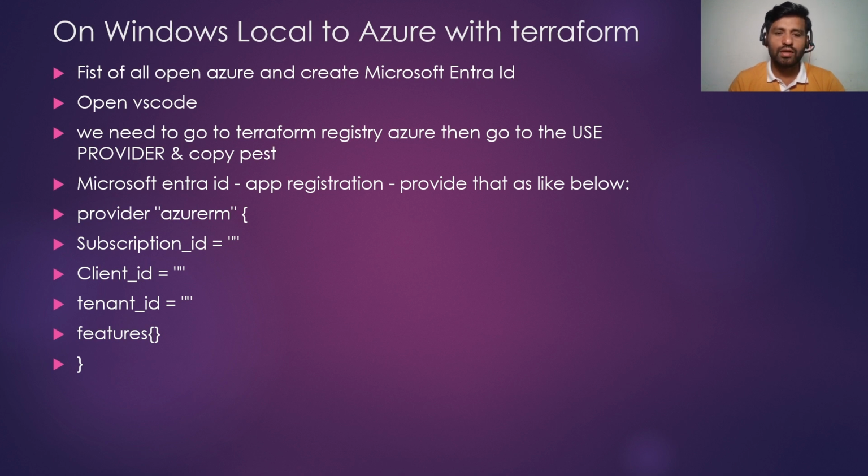We need to go to the Terraform registry, then Azure, then go to Use Provider in the Terraform registry, and we can copy that code and paste it into VS Code. I think we'll see all these things practically. That is about the PPT, so we'll go and see all those things practically.